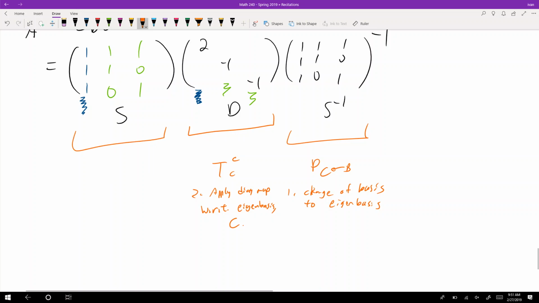What is this? This is the change of basis matrix from your eigenbasis back to the original basis, right? So this is P from C to B. And so this is a change of basis back to the standard basis. And all of this is equal to A, and A is really the same thing as T_BB.